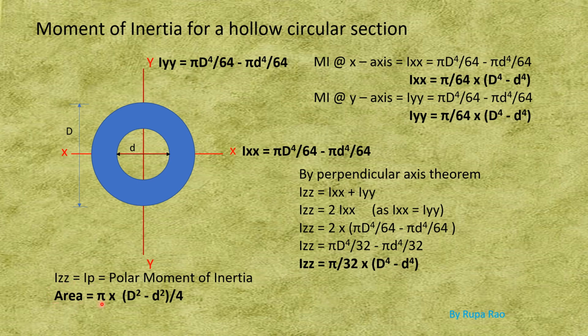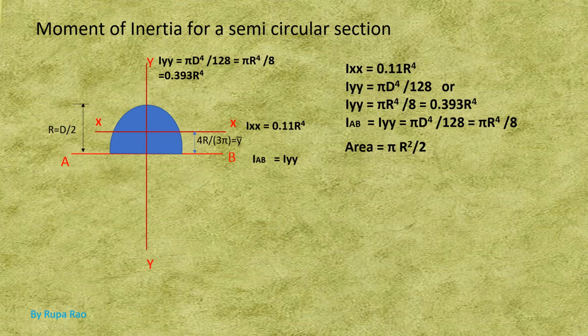Now the area of a hollow circular section will be pi into bracket open capital D square minus small d square, bracket close, divided by 4. Let us come to the next section, moment of inertia for a semicircular section. Now for a semicircular section, this is the base or the diameter AB. This is the axis XX, this is the centroid, and this is the axis YY.